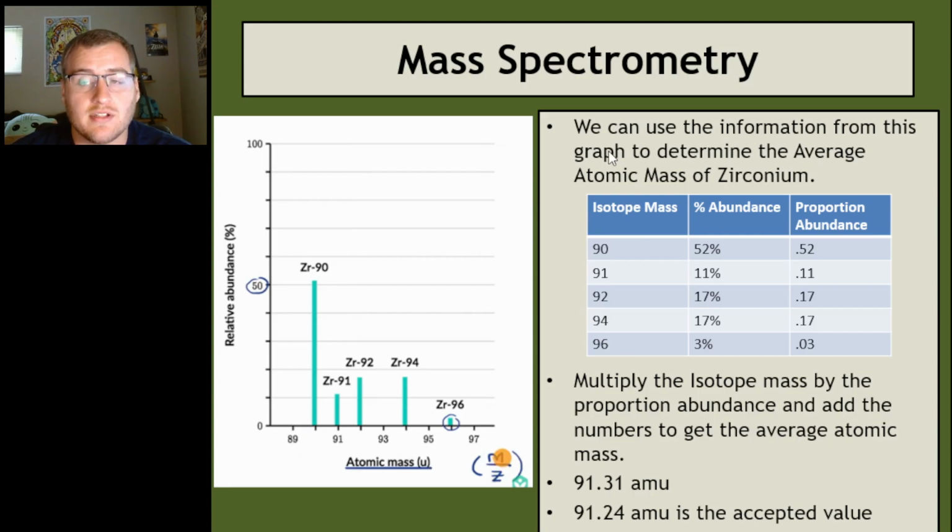So what we can do is use the information in this graph to determine the average atomic mass of zirconium. We can make a little table where we have the mass of each isotope, and we can estimate its percent abundance using the graph. So this zirconium 90, I estimated it was just above 50, maybe like 52.